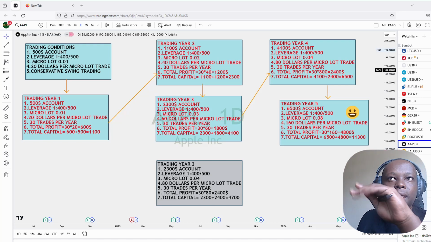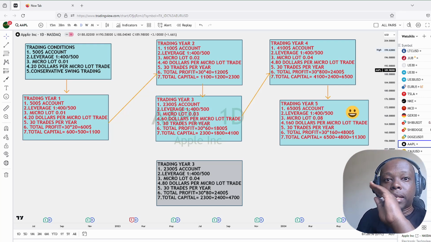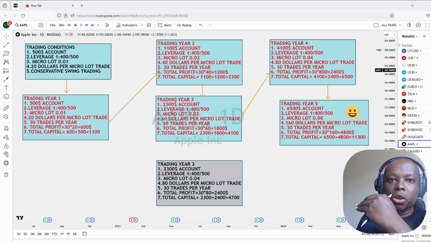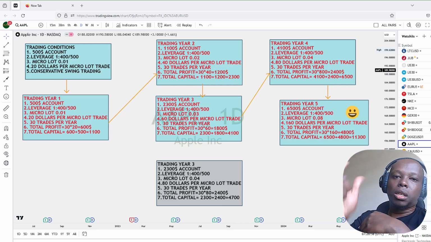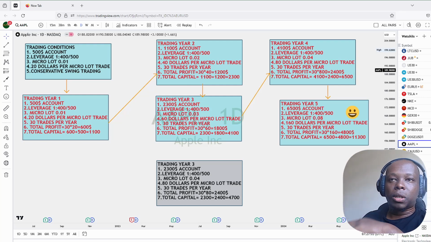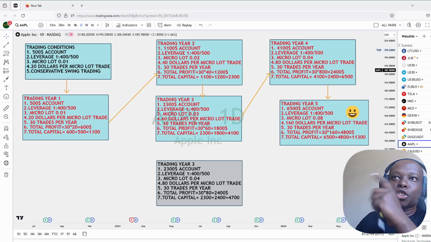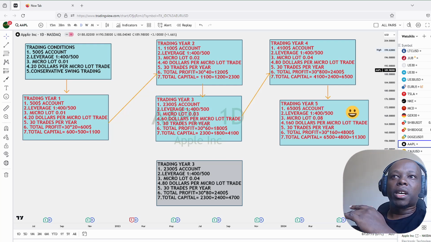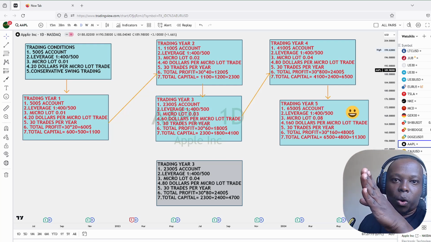So trading year three, we are starting with $2,300. Same leverage, but the micro lot is now 0.03. So at this point, we are targeting to make $60 per trade. So if we do 30 trades per year times $60, we are doing profits of 1,800. But remember, our starting capital was 2,300. So our total capital by the close of year three will be 4,100.